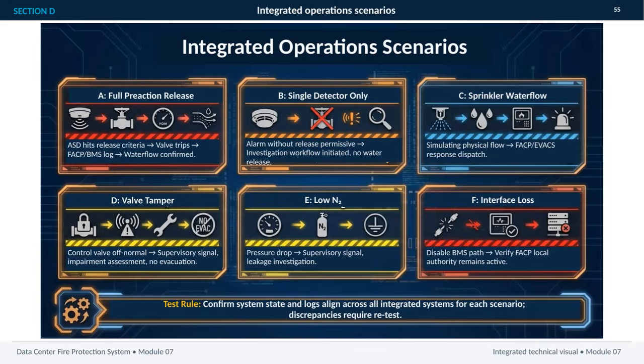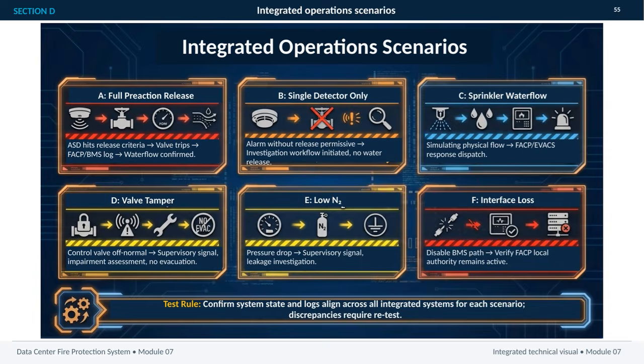This slide brings the integrated operations scenarios together, showing how the system should respond to different initiating conditions and system faults. The central test rule is that system state and event logs must align across all integrated systems. If they do not, the scenario must be tested again. In Scenario A, the ASD reaches its release criteria, the valve trips, the FACP and BMS record the event, and water flow is confirmed. Scenario B is more limited.